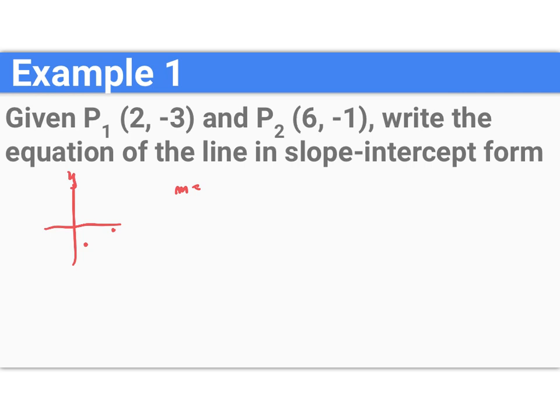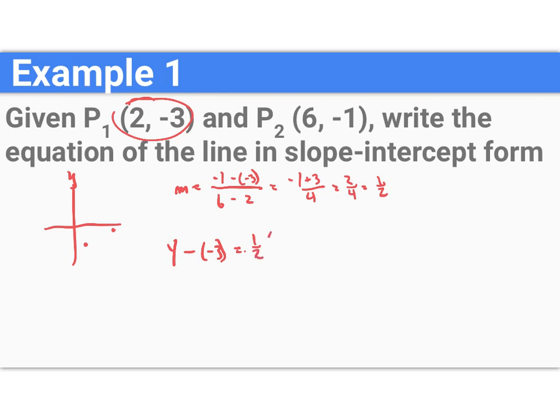M equals, taking point 2, -1 minus a -3 over -1 goes with 6, so it goes right over top of it. -1 plus 3 over 4 gives us 2 over 4, which gives us 1/2. Okay, so now we use the formula from the previous page. So I take y minus the y point. I pick any point I want, and so I'm going to start with point 1. Y minus the y point, -3, equals the slope, which is 1/2, times x minus x from point 1.